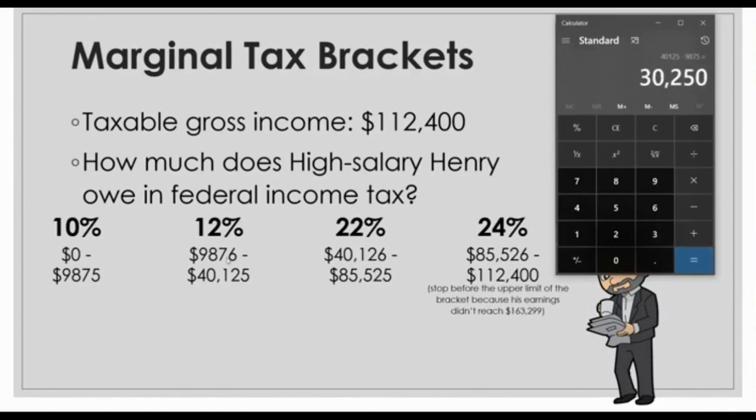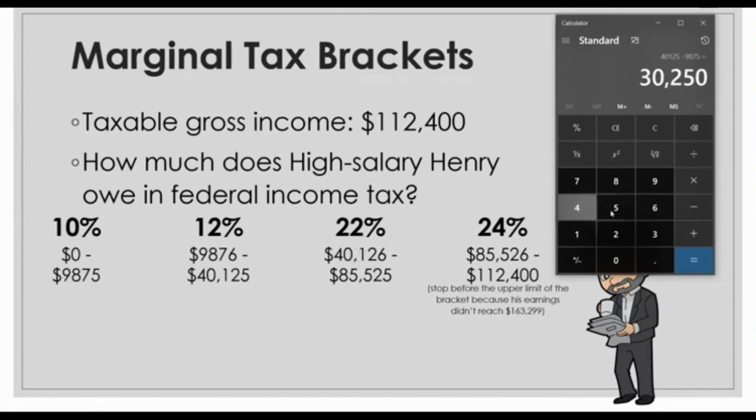Because I need to include that $9,876 being taxed at 12%. Essentially what I'm doing is subtracting out the dollars that have already been taxed. The first $9,875 was already taxed at 10%, so that's the dollar amount that I need to subtract.